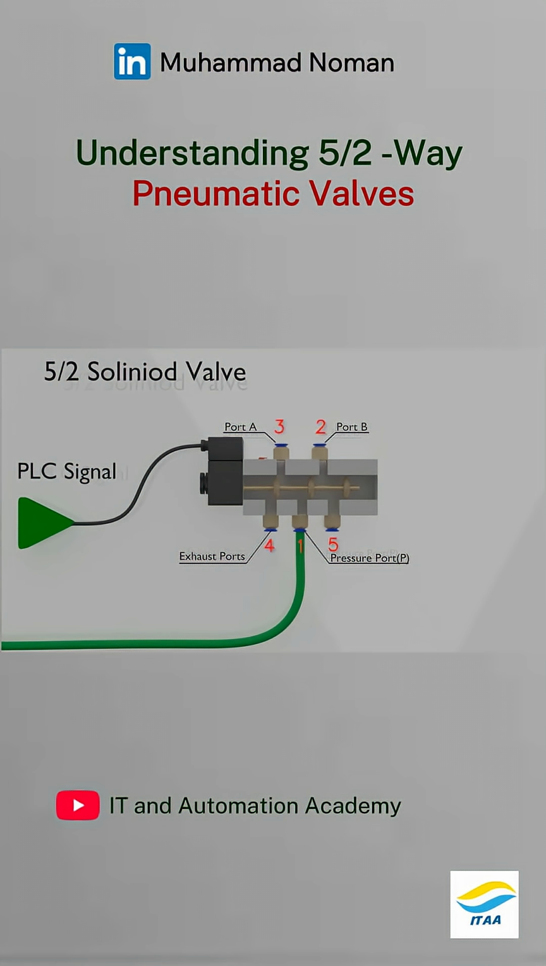A 5x2 valve has 5 ports for compressed air. One of these ports is the P port. It's the pressure port where compressed air enters the valve. There are 2 other ports, port A and port B. The pressure port P is linked with either port A or port B when the spool inside the valve moves.